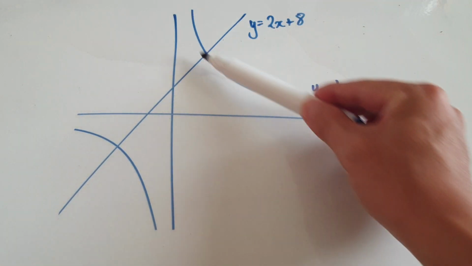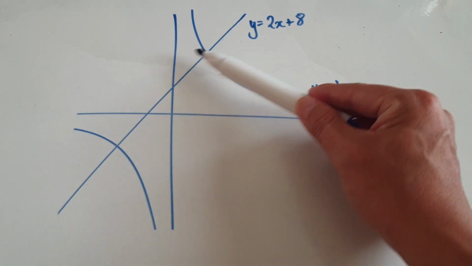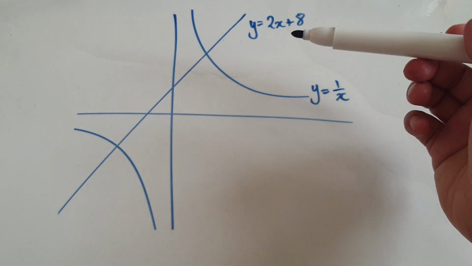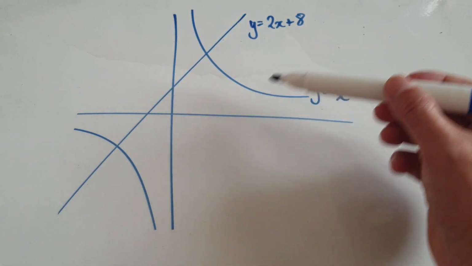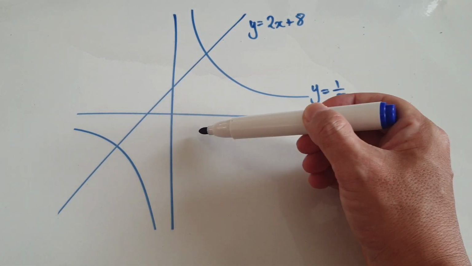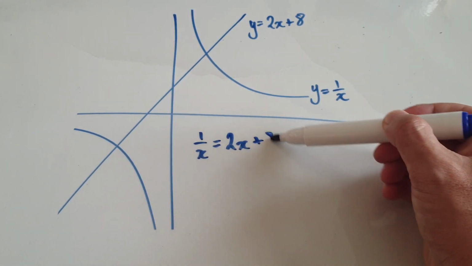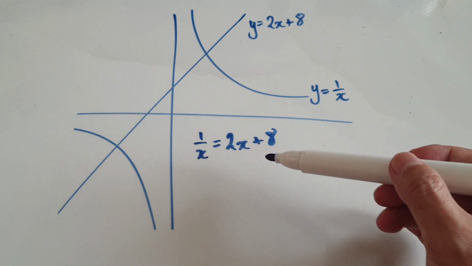So you've got 1 over x looking like this and a straight line. Let's try and find the intersection of the two lines. Believe it or not, this is a quadratic problem. To find the intersection of the two lines, set this to be the same as this. So 1 over x equals that straight line there. So this is actually a quadratic problem.